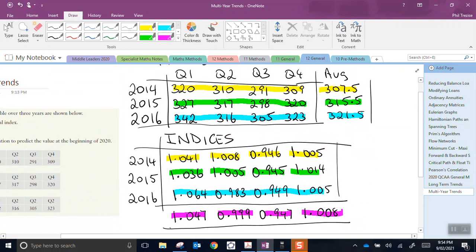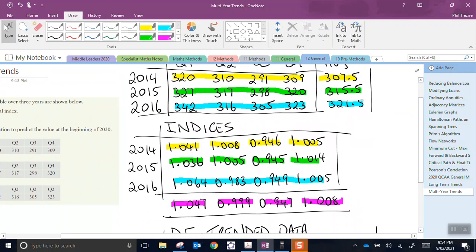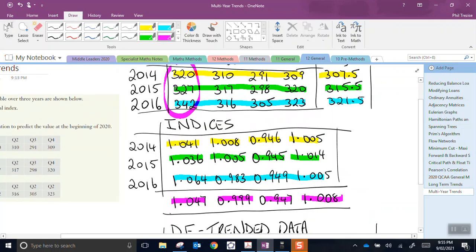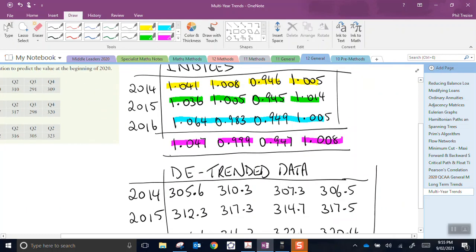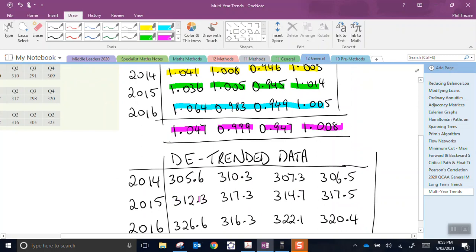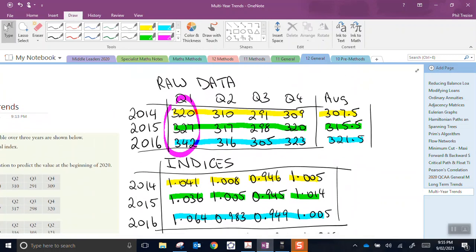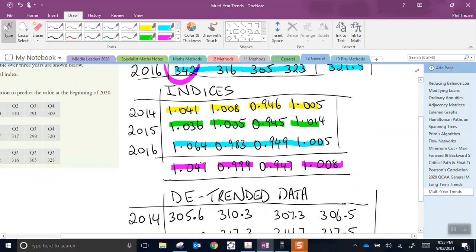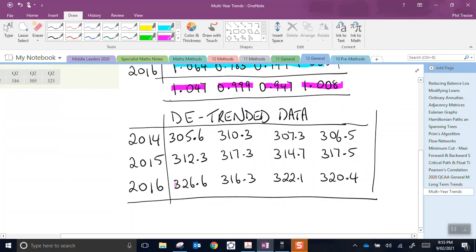So what does detrended data look like? Well, remember, anything from quarter number 1 has to be using this index. So I did 320 divided by 1.047, and that gave me 305.6. I did 327, which is still a quarter 1, divided by 1.047 to give 312.3. Likewise, I did 342 divided by 1.047, which gave me 326.6.